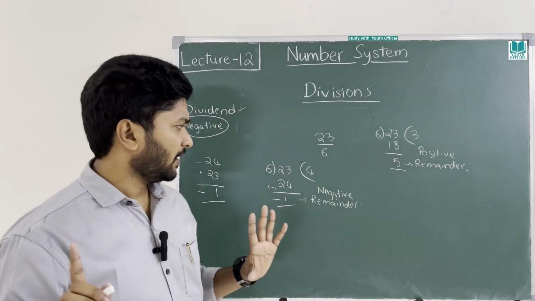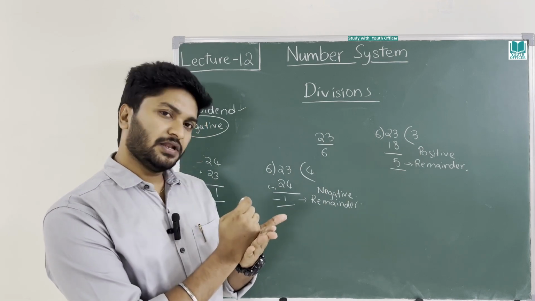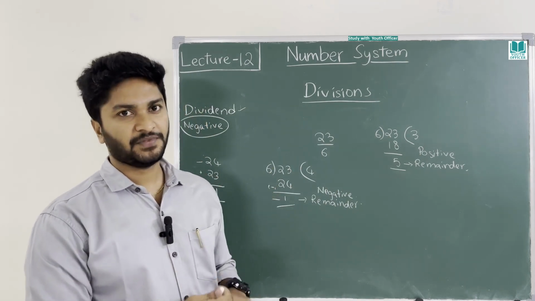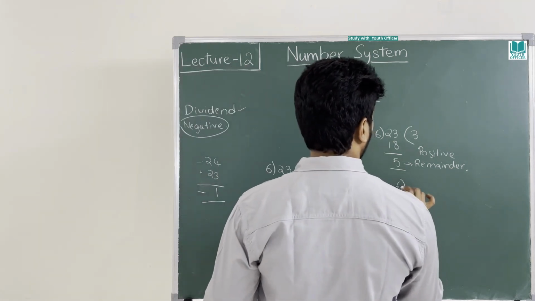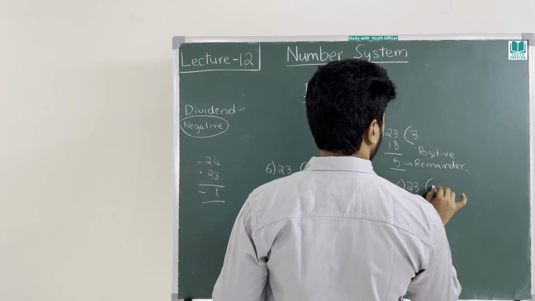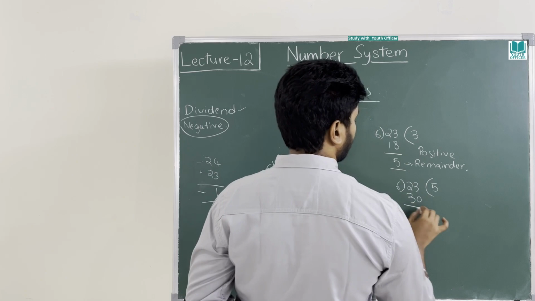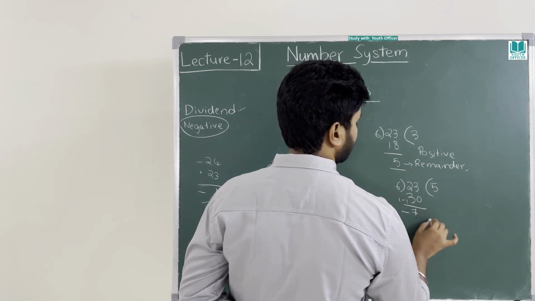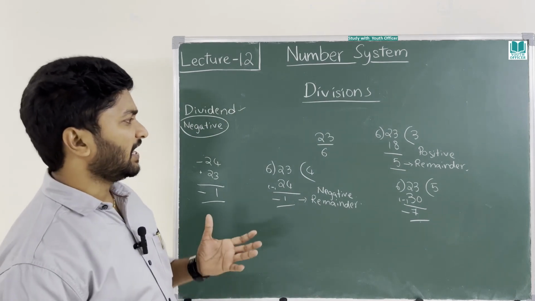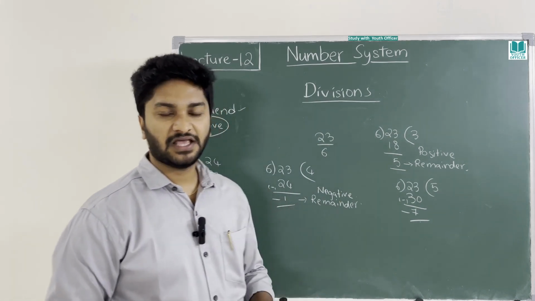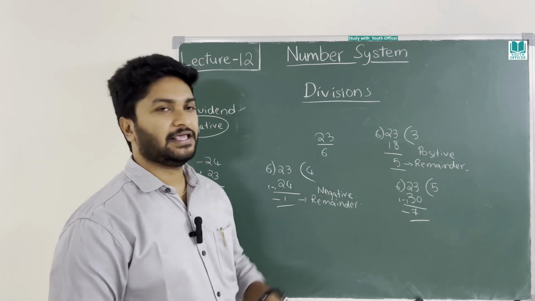Sir, you have taken 4 times. Is there any written rule that you have to take only 4? I will take 5. What will you do? Well, take it, my dear. You take 5. 5 sixes are 30. If you subtract, you will get minus 7 as remainder. No problem. Sir, how come remainders are different? They are not different. They are deceiving you. They are one and the same.